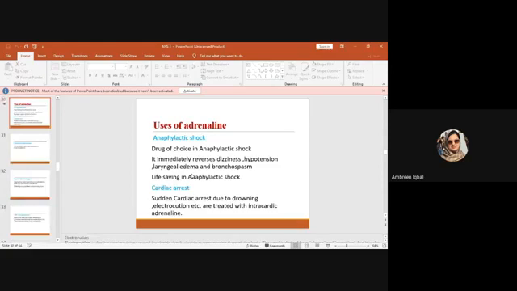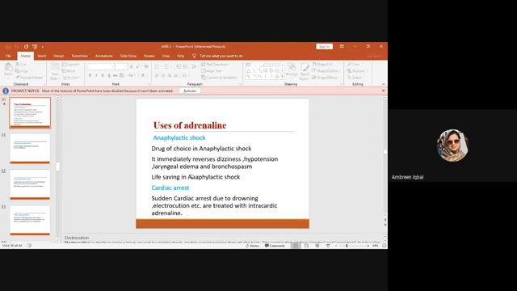Adrenaline is considered the drug of choice in anaphylactic shock. It immediately reverses the dizziness, hypotension, laryngeal edema, and the bronchospasm. Adrenaline is actually considered life-saving in patients with anaphylactic shock. Cardiac arrest.